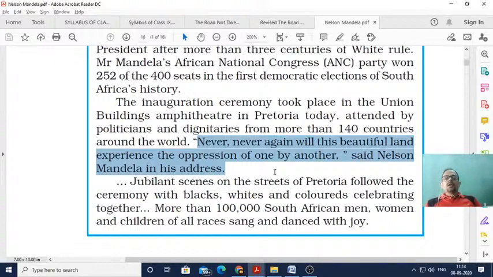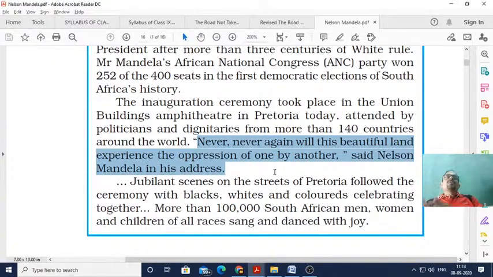Now, oppression, you understand? Oppression means if somebody is exploited by another, given trouble by another, tormented by another. Nelson Mandela means to say that never again in this beautiful country of South Africa will black people be oppressed by the white people, and vice versa, white people will also not be oppressed by the black people.